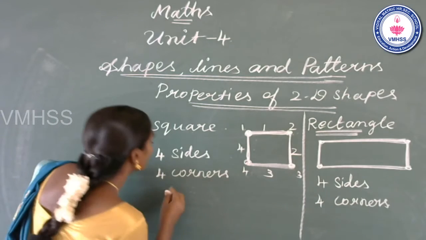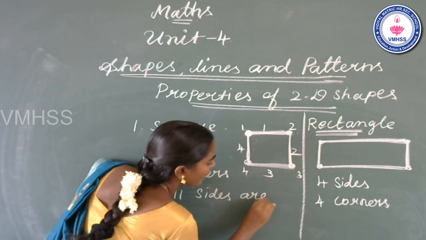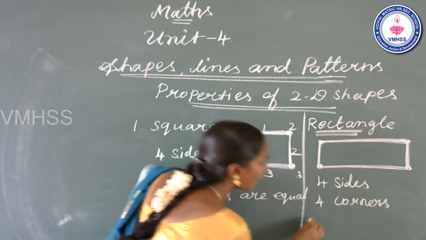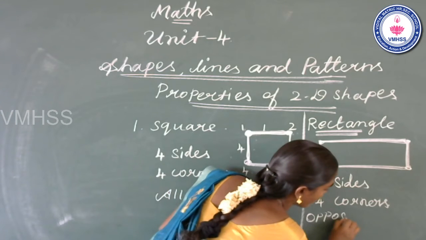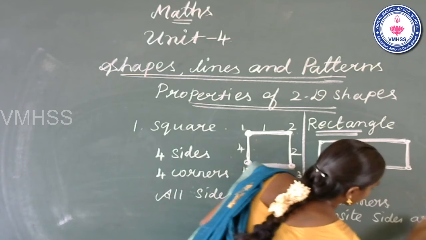So square, all sides are equal. But rectangle, opposite sides are equal.